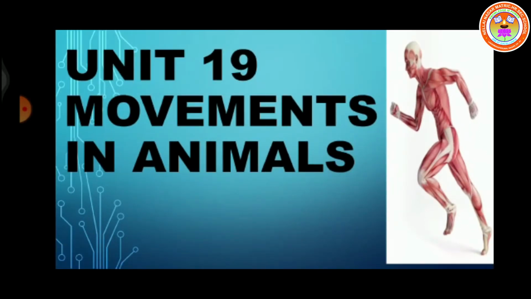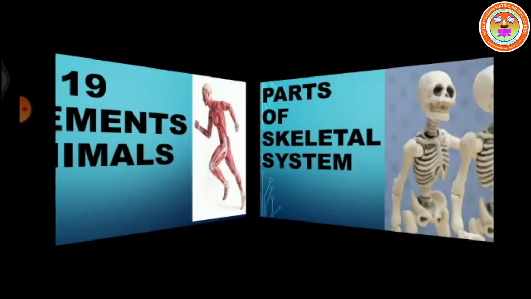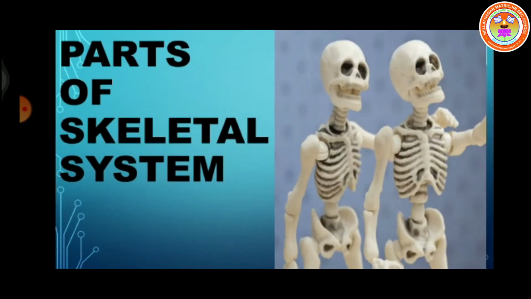We are discussing unit number 19, movements in animals. Today in this session, we are going to discuss parts of skeleton. You know the meaning of skeleton; we studied it in the earlier classes. About movement in various animals, different types of skeleton, exoskeleton, endoskeleton, and various types of joints we discussed. So in this session we are going to discuss parts of the skeleton, especially the human skeleton.